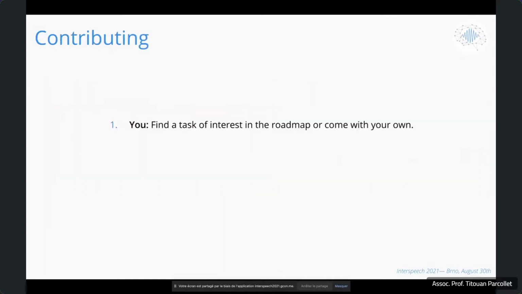Right, so that's it for the roadmap. Then the question becomes, how do I contribute to SpeechBrain? This is a community toolkit, so we need you to contribute. The first thing, of course, is just to use it. Use it, report bugs, find issues, and report them on GitHub. We will answer as quickly as possible.